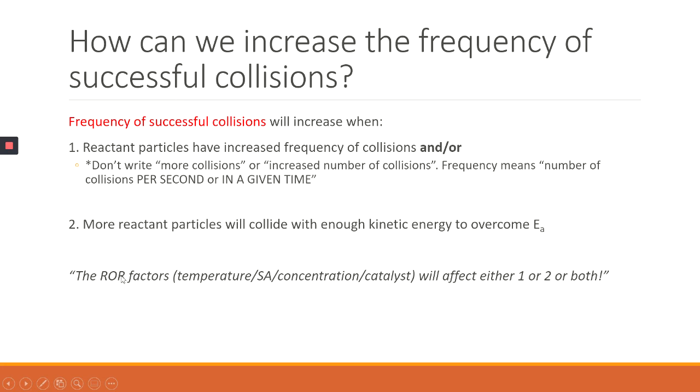So the rate of reaction factors, the temperature, surface area, concentration, the catalyst, they're going to affect either 0.1 or 0.2 or both. For example, temperature is the only factor that will affect both of these, whereas surface area, concentration, and catalyst will only affect one of these.